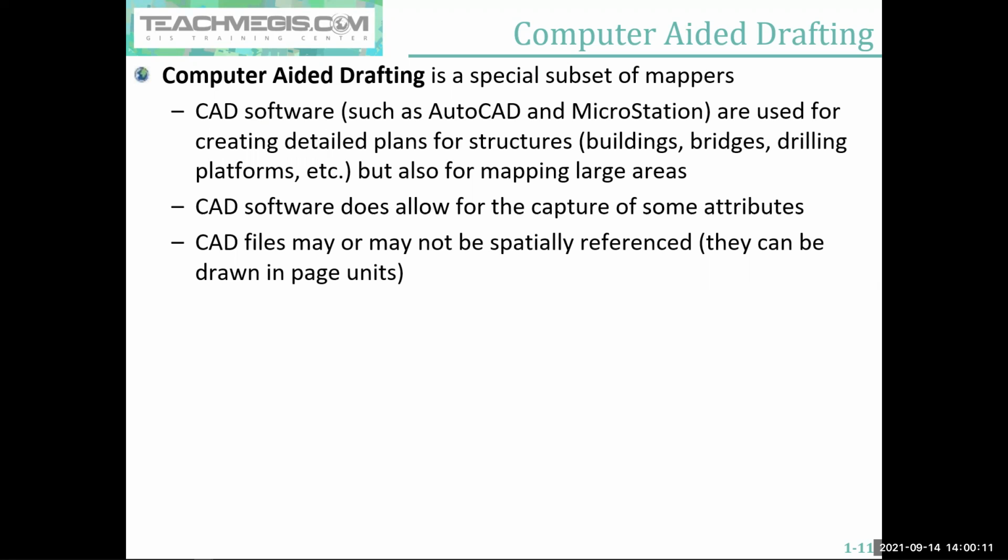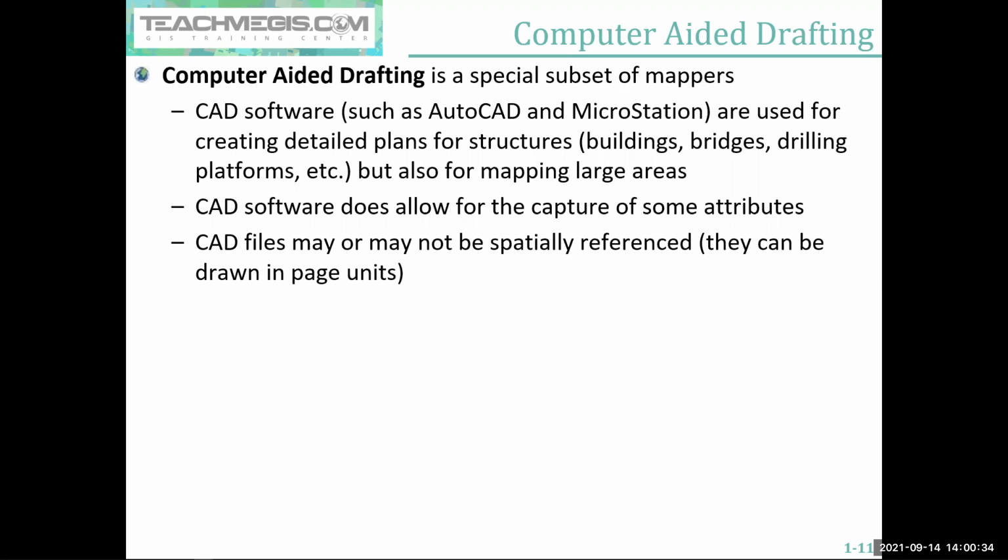CAD software does allow for the capture of some attributes, but most of the attributes are stored in a way that relates to the color or the thickness or the type of symbol that should be used, like line thickness. CAD files may or may not be spatially referenced. They could be drawn in page units, but nowadays they're often drawn in projected units, just like GIS. But what makes it different?